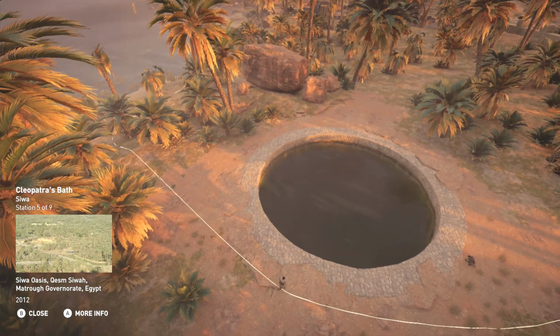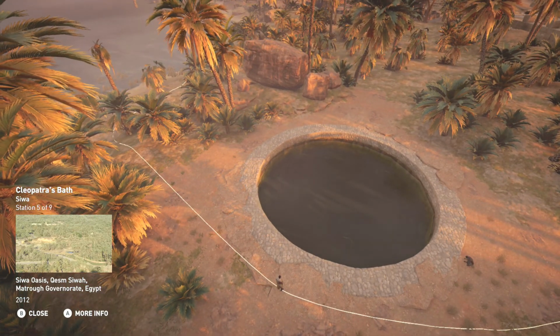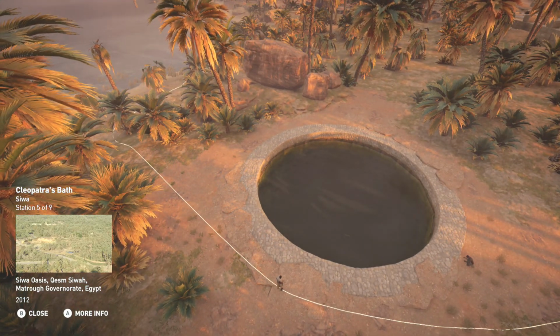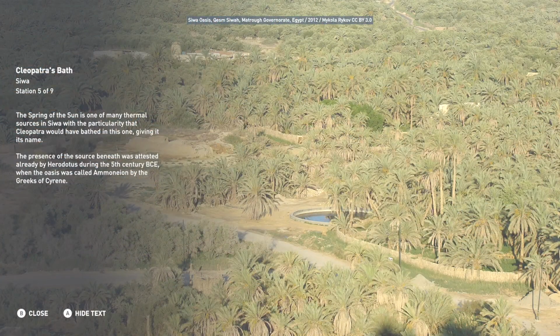The Spring of the Sun is one of many thermal sources in Siwa, with the particularity that Cleopatra would have bathed in this one, giving it its name. The presence of the source beneath was attested already by Herodotus during the 5th century BCE, when the oasis was called Amuneion by the Greeks of Cyrene.